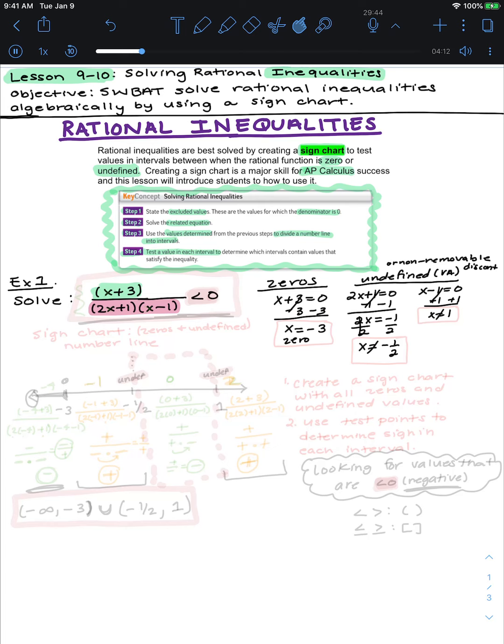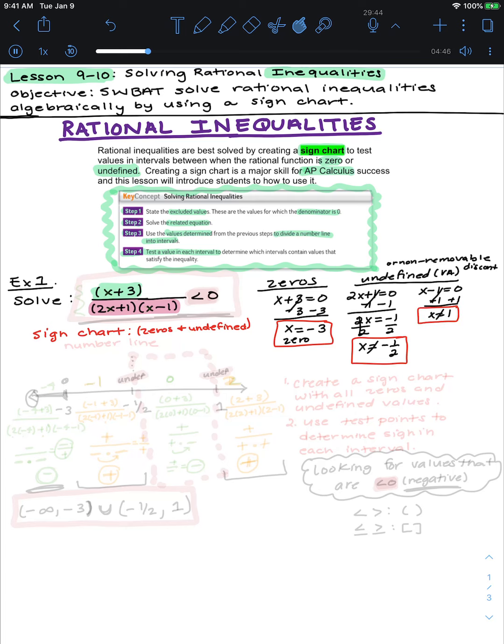So now it says to use the values that we found in steps 1 and 2 to go ahead and create my sign chart. Okay, so I want to create my sign chart. Now, what is my sign chart going to include? You're going to include the zeros and undefined values, which were 1, 2, and 3.